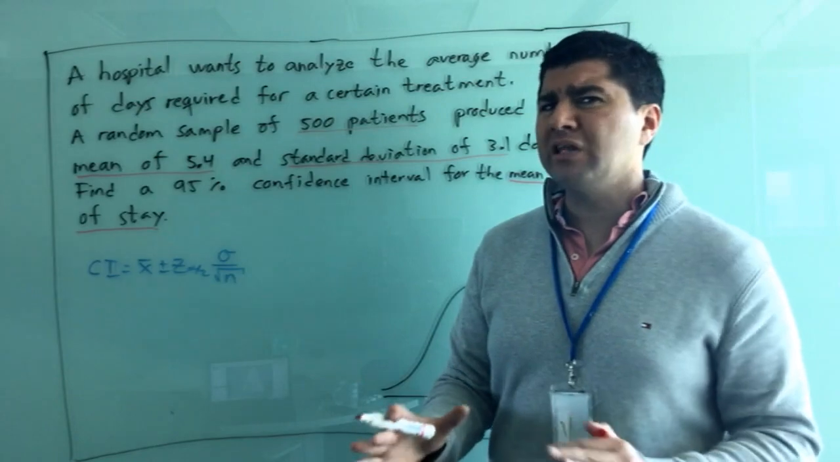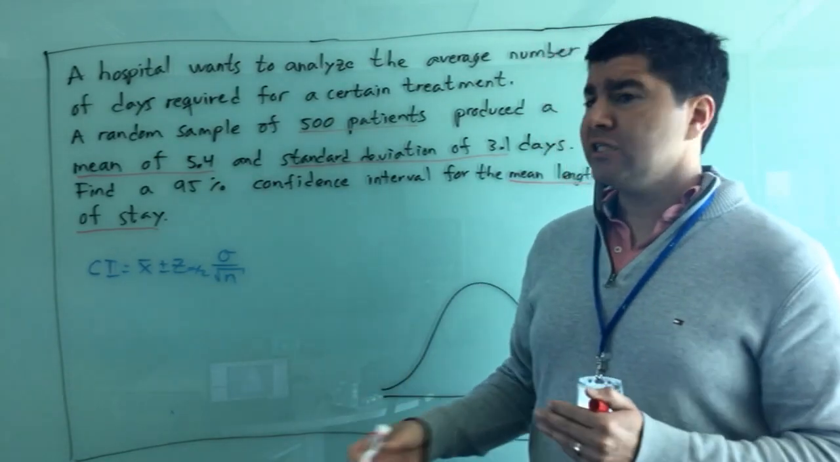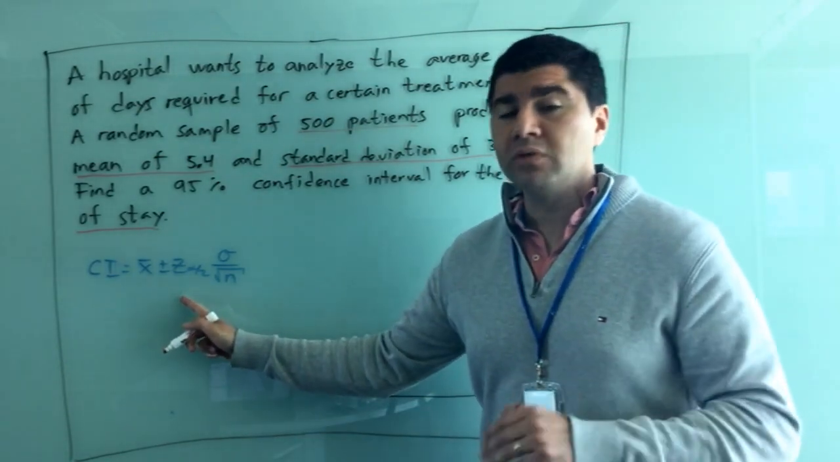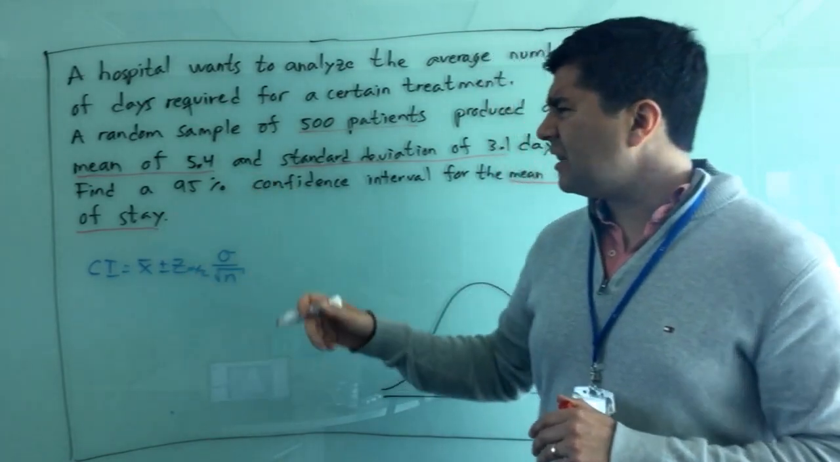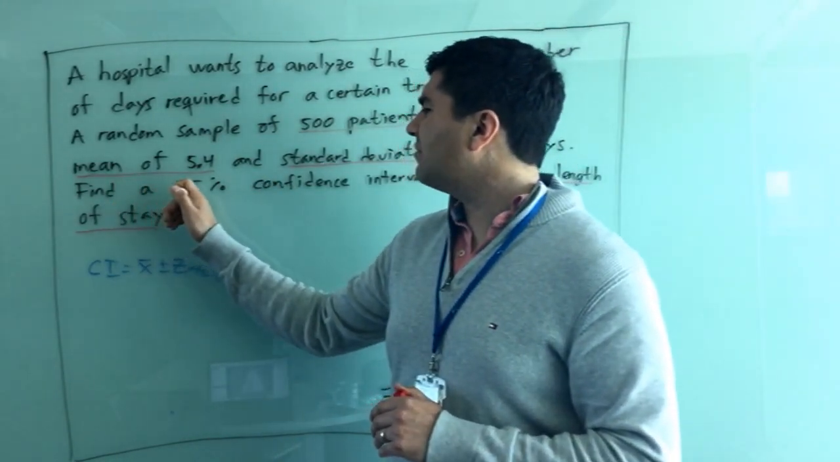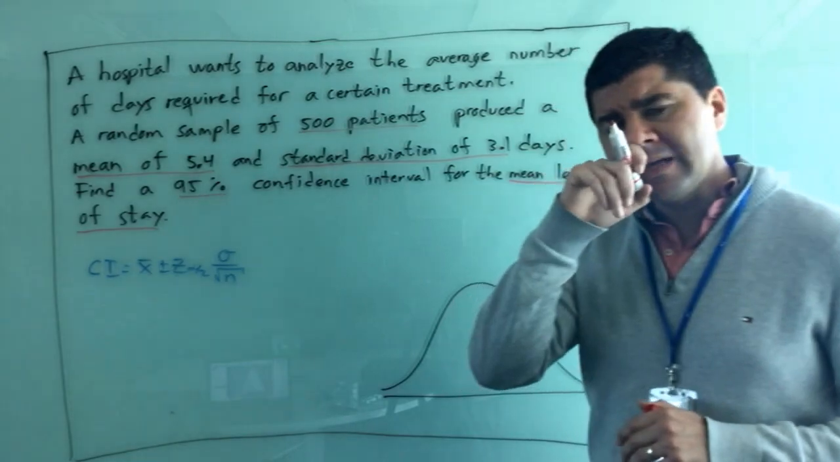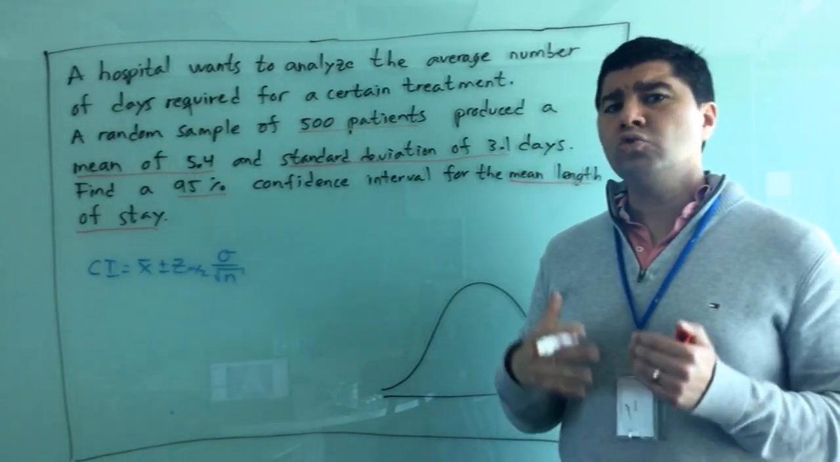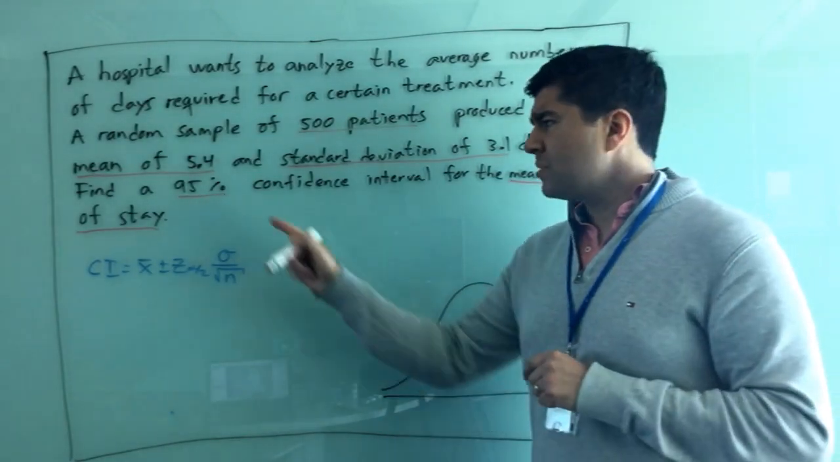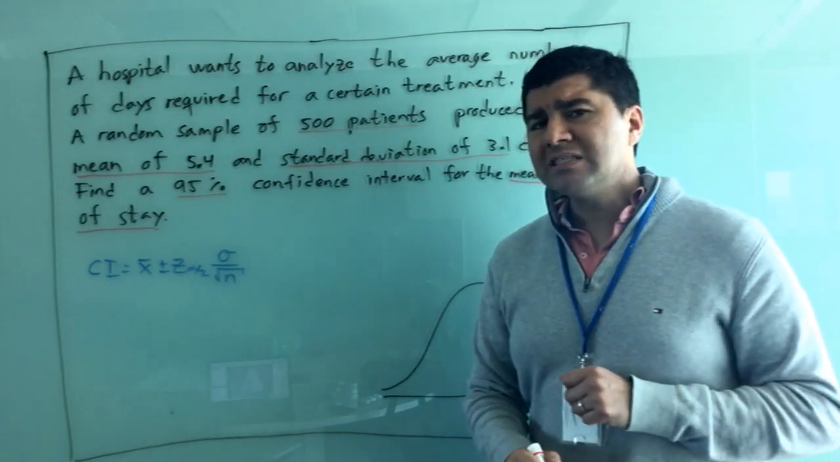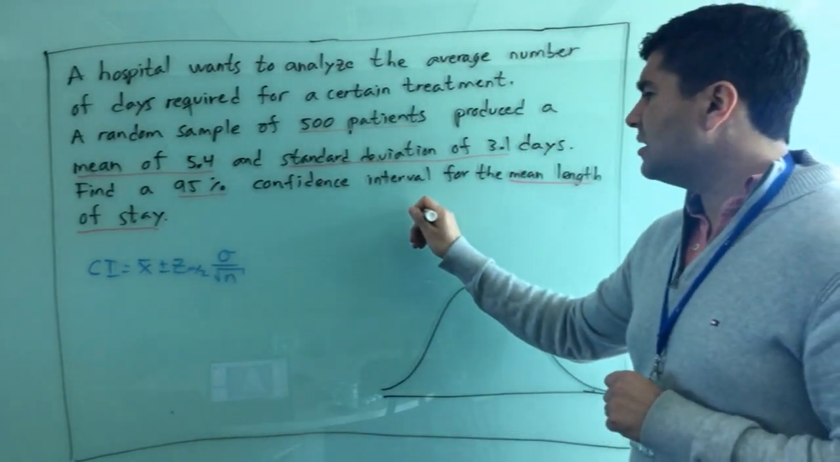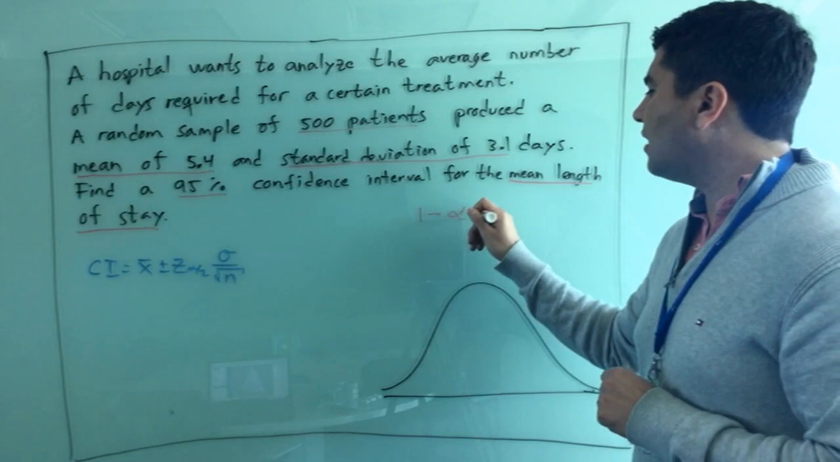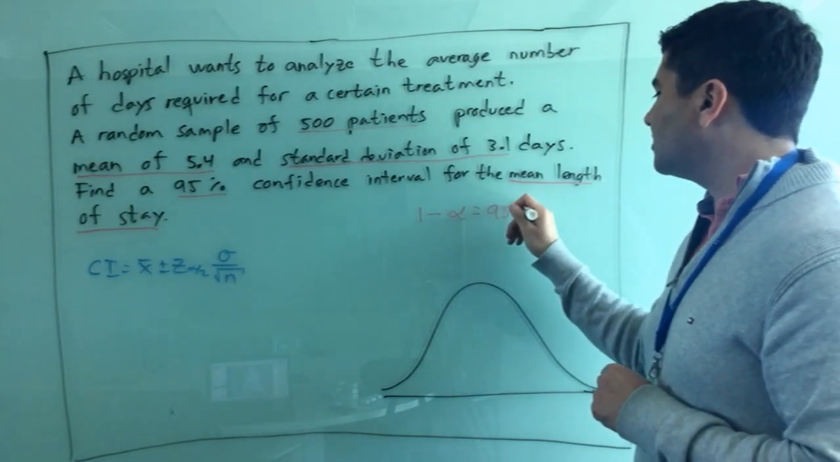We almost have all the information. If you just notice, we're just missing what's happening with the confidence level. They tell us that the confidence level is 95%. What we're going to do then is to analyze it as follows. If the confidence level is 95%, it is said that 1 minus alpha is 95%.